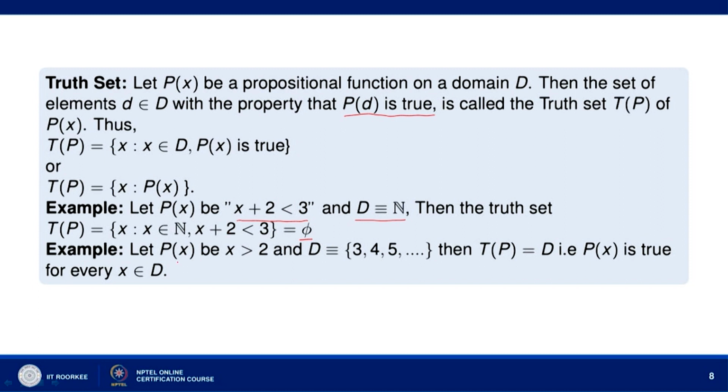Now, let us take another example. Let P(x) be x greater than 2, and D is the set 3, 4, 5 and so on. Then T_P is equal to D, because for all x belonging to D, the inequality x greater than 2 is true. So, T_P is the whole of D.